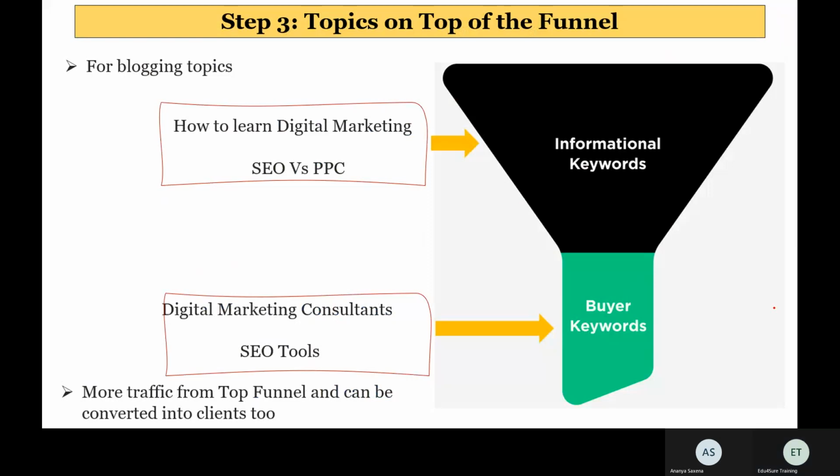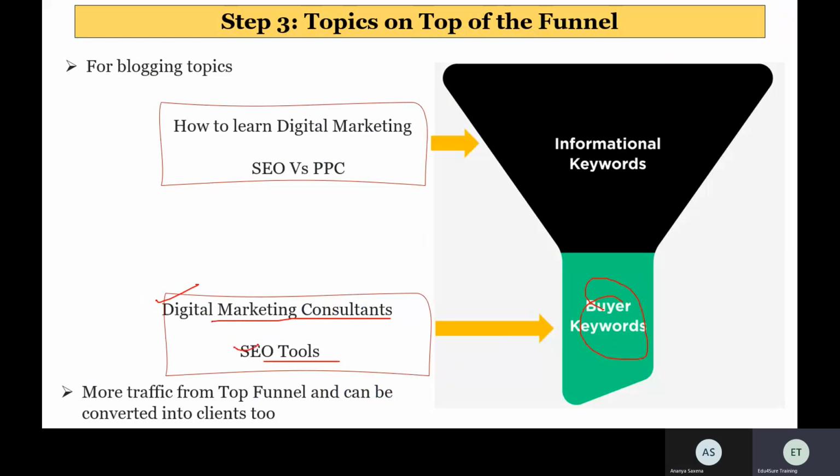Now coming to the third part, topics on top of the funnel. For example, if you're writing blog topics, the topics could be how to learn digital marketing. In this case, suppose I am a B2B company. I provide digital marketing services to companies. So my buyer is at the bottom, and he's searching digital marketing consultant, SEO tools, where I actually know he wants to get some consultant. He wants to get some trainer, or he wants to use some tools. And that is why these are the keywords.